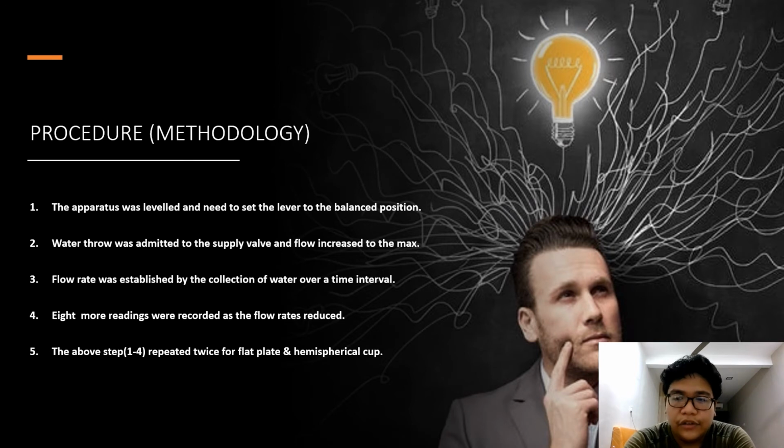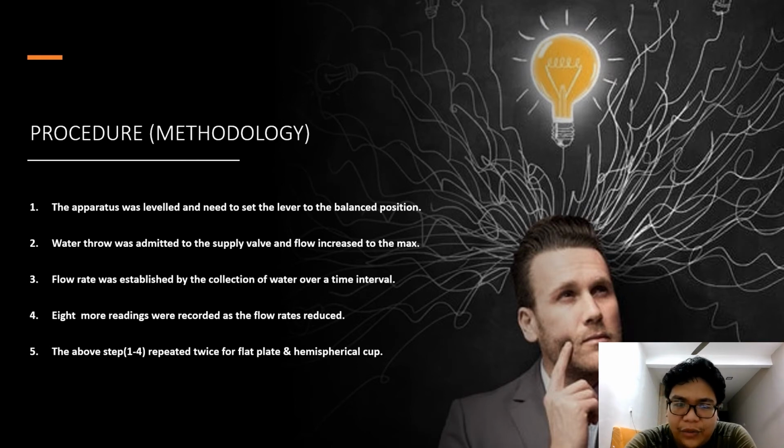So now, how do we proceed with our experiment? This is the procedure of it. The first one, the apparatus was leveled and the lever needed to be set to a balanced position. The next step, water flow was admitted through the supply valve and flow increased to the max. Then the flow rate was established by the collection of water over a time interval. Next, 8 more readings were recorded as the flow rate was reduced.